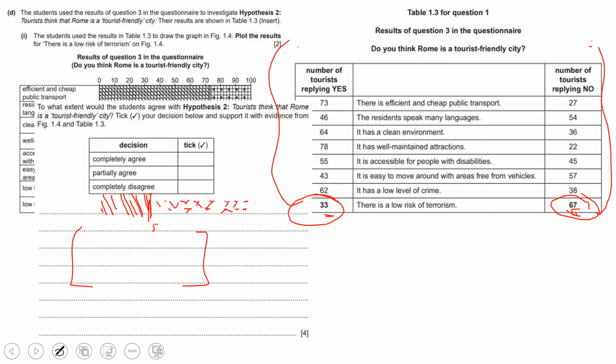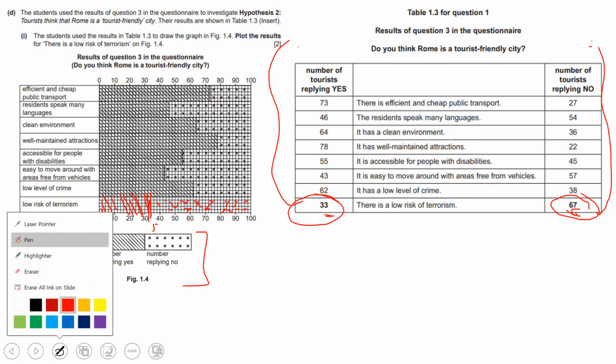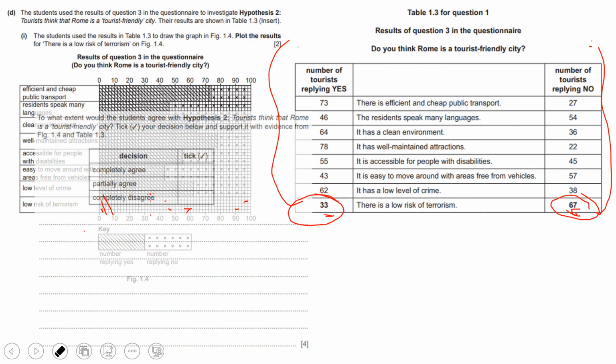Now, there is a question here. Sorry, I need to clean this.